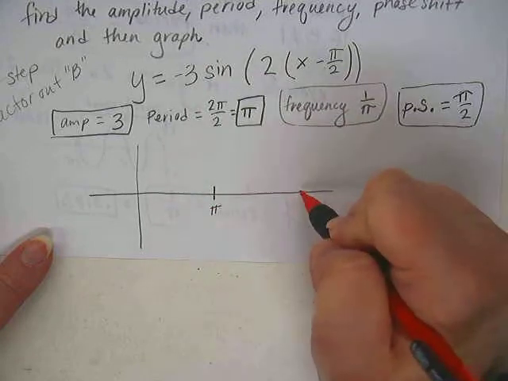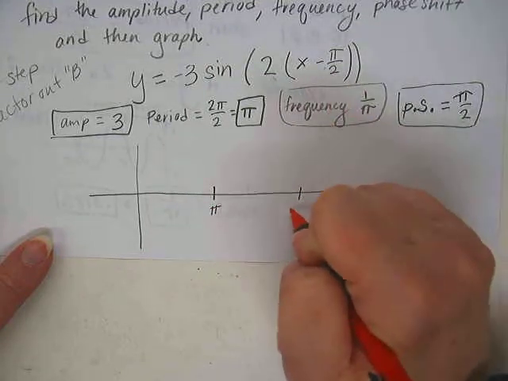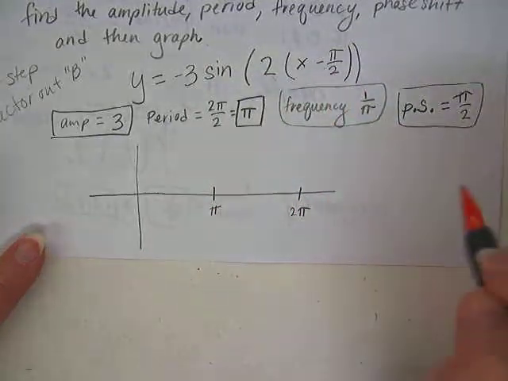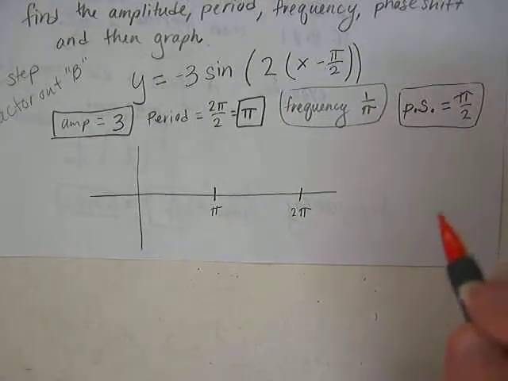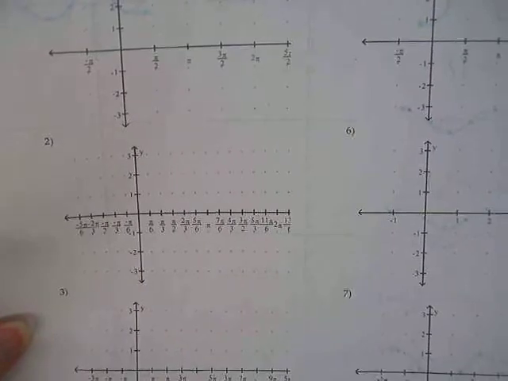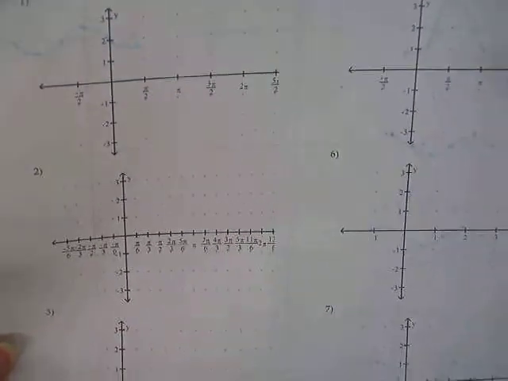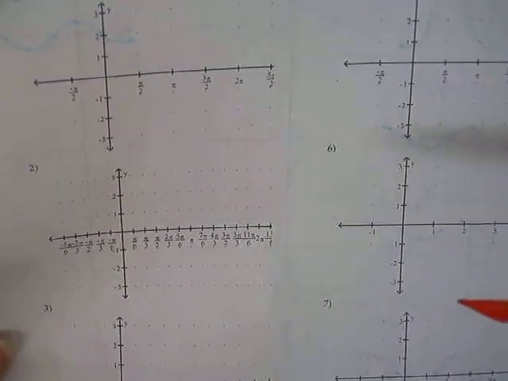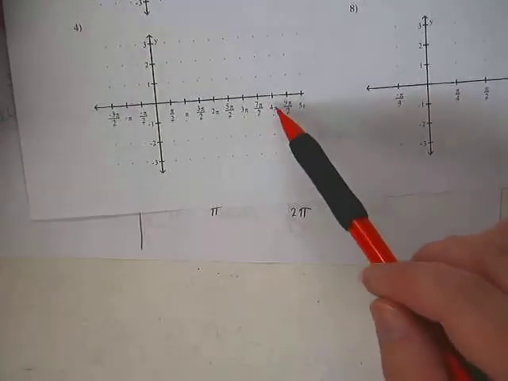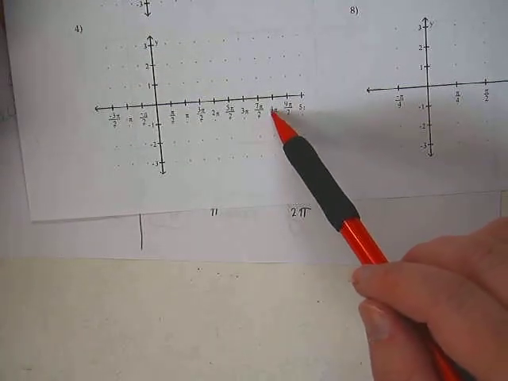Because the period is pi, I'm going to stretch it out a little bit so I have more room to see what I'm doing. So you'll notice on one side of your graph paper, I gave you graphs that are stretched out differently, just in case you want to do something different.